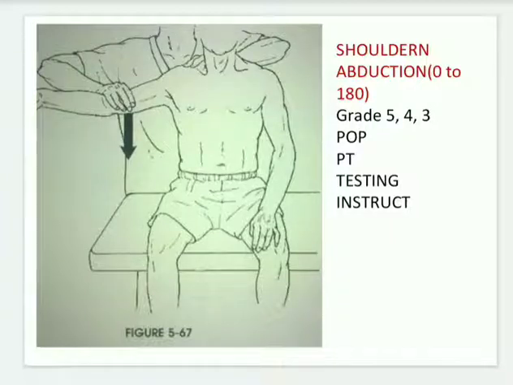This is about grade 5 and 4. Grade 5 is about maximal resistance. Grade 4 is minimal resistance. And grade 3, with no resistance, he will abduct the arm.